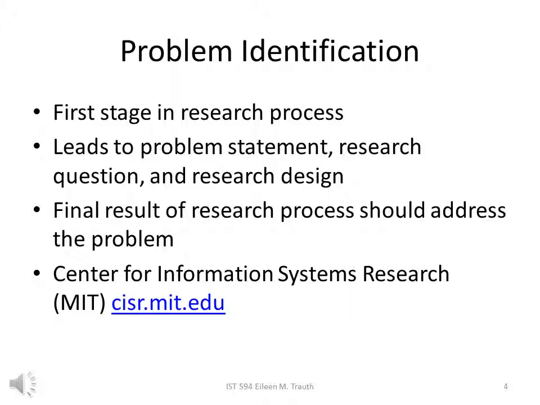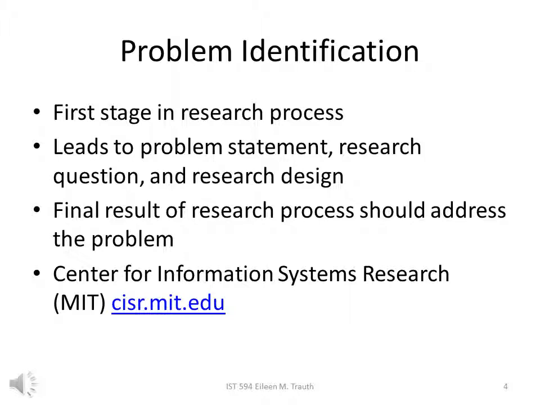So what you can see is we start with the general problem. We need information. There's a problem with getting information. There's a problem with using information technology within some human context, and that leads to being more and more specific in terms of the research statement, the research question, and then the research design for how we're going to collect data to solve the problem. The final result then of the research process should address the problem.